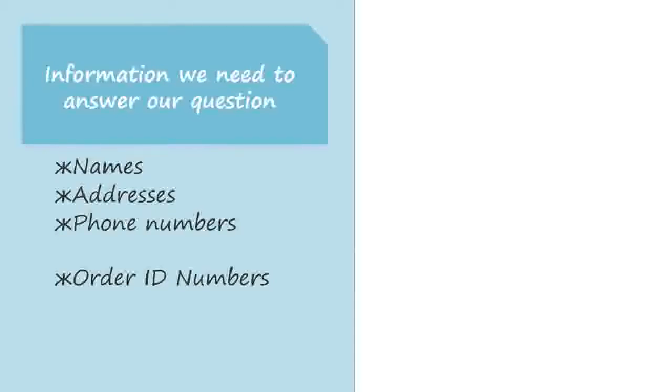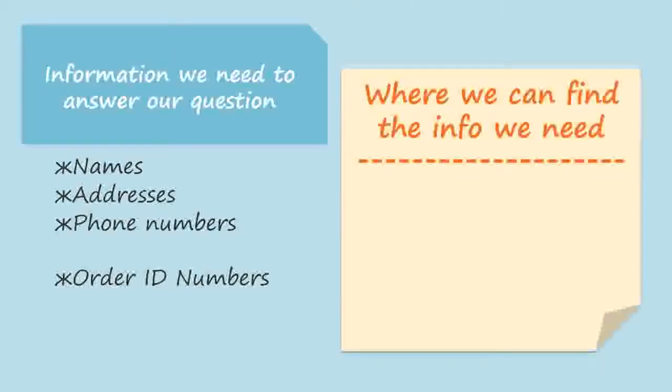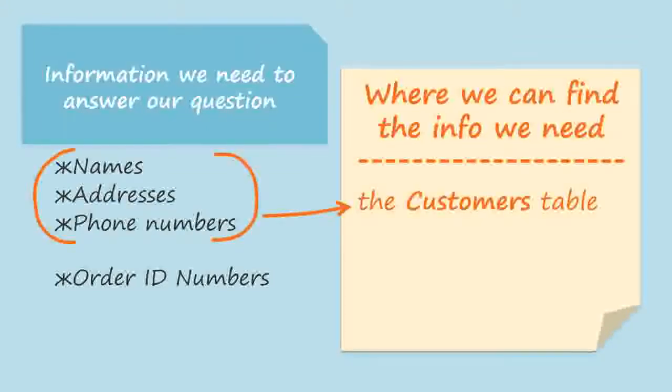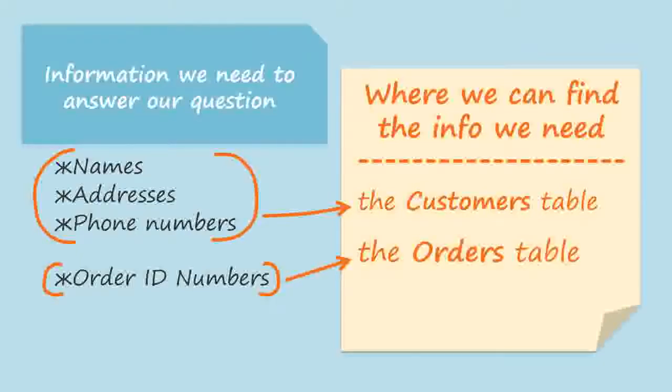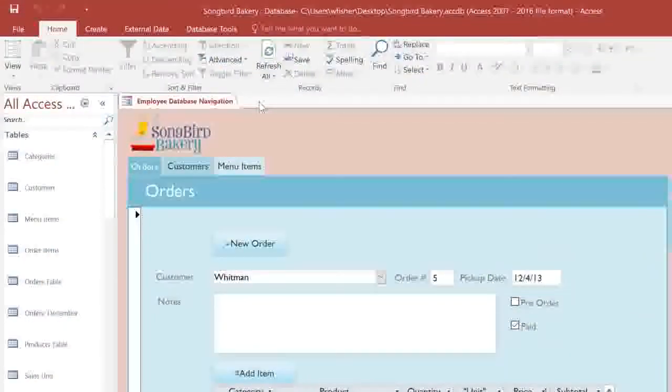The third step is to locate the tables that contain the information that we need. In this case, the customers' names and contact information are stored in the customers table, and the order ID numbers are stored in the orders table. So that means we need both of these tables in our query. At this point, we have enough information to start creating our query.